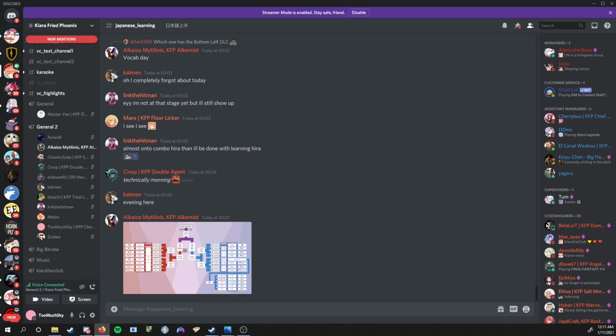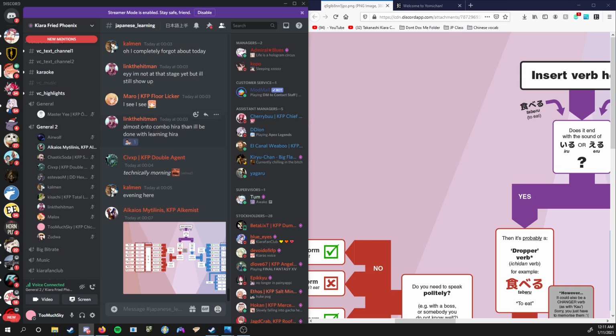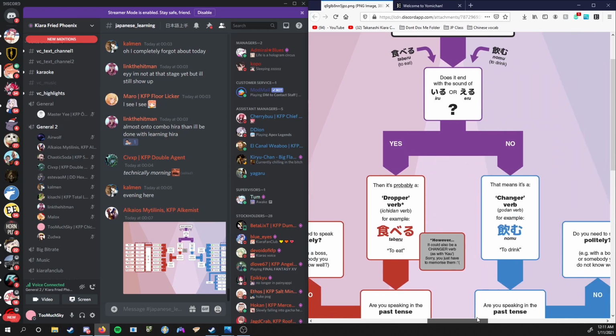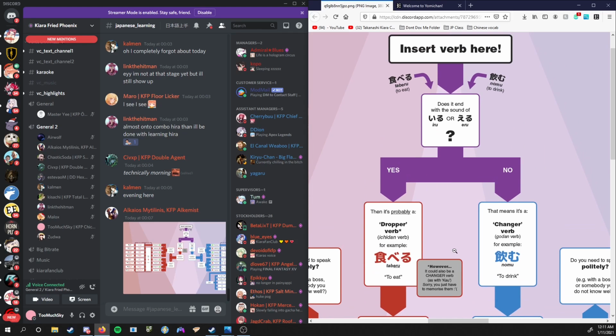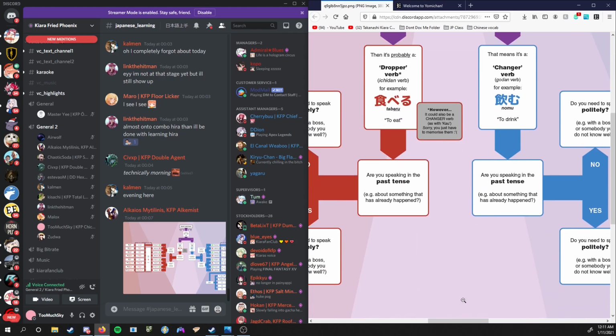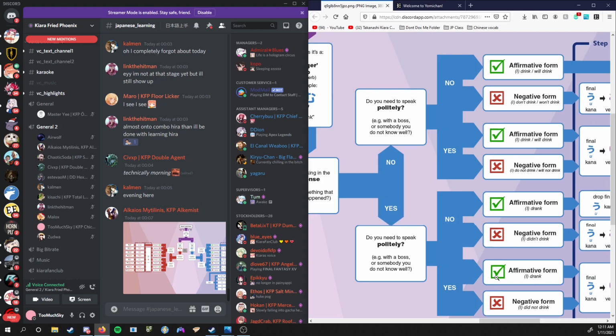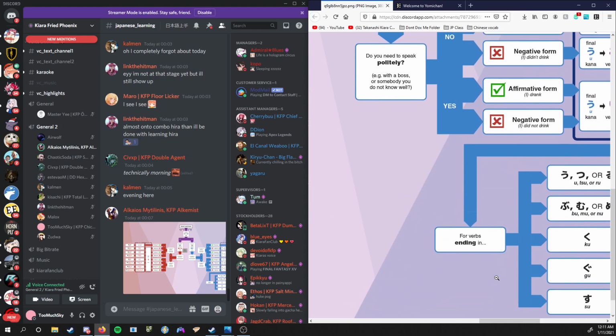But what is fortunate is that the ichidan conjugation is super simple. Because the ichidan conjugation for these dropper verbs is you drop the root and then you add the ending. That's it. All there is to it. Which is really nice and really convenient.